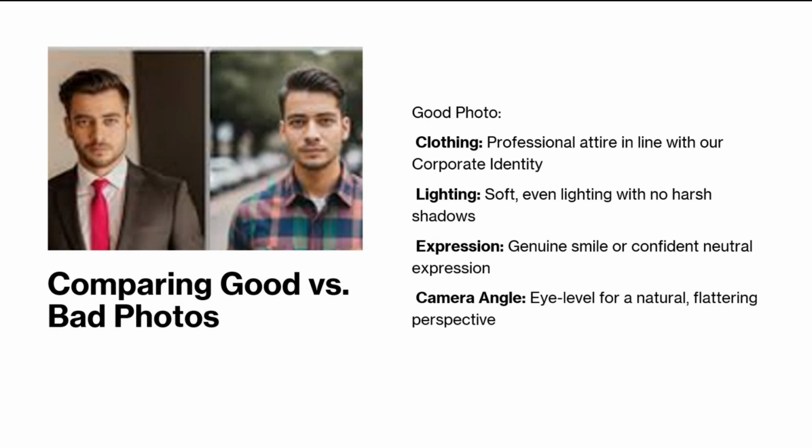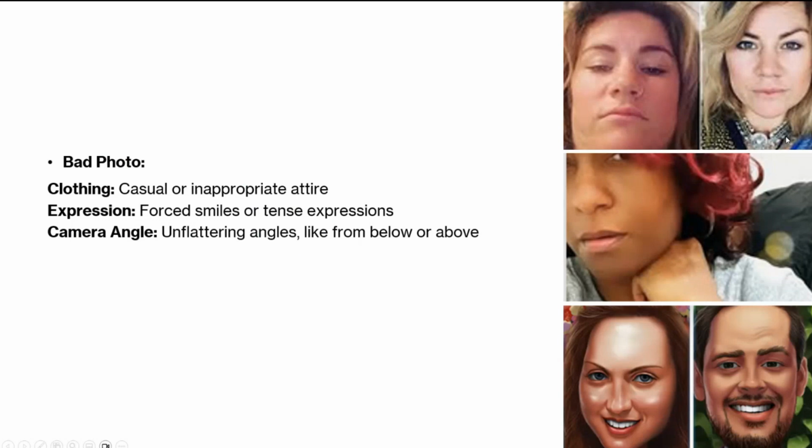So now let's have a look at a really bad photo. If you have a look at these three examples on the side: inappropriate attire, forced smiles or tense expressions, and unflattering angles. If you have a look at this one on the top, this is an example of a really bad angle, as opposed to this one where her eyes are looking directly at the camera. In the second photograph, half this person's face has been cut off, and we don't want to put a photograph like that on our website or across our marketing material.